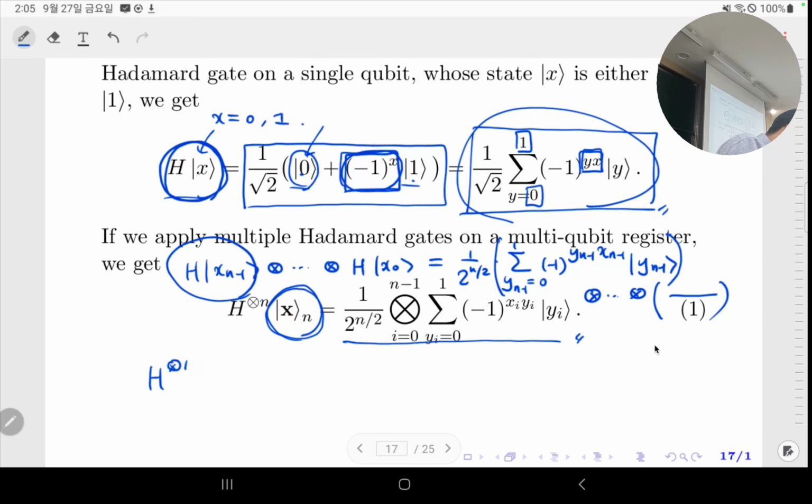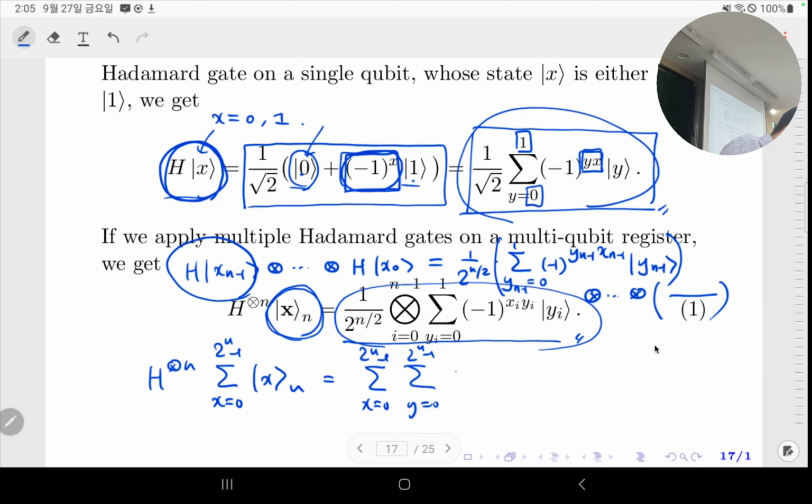So if I apply Hadamard on all the superposed state, like this one, then I get the sum of these over x. So I already have the double summation, y from 0 to 2 to the n minus 1, minus 1 to the power x times y, ket y. Okay, that's my first superposed state. And you can switch the role of x and y here because they are symmetric. So that's what I did in the slide. So you can simply switch the role of x and y to say this is the sum over x.